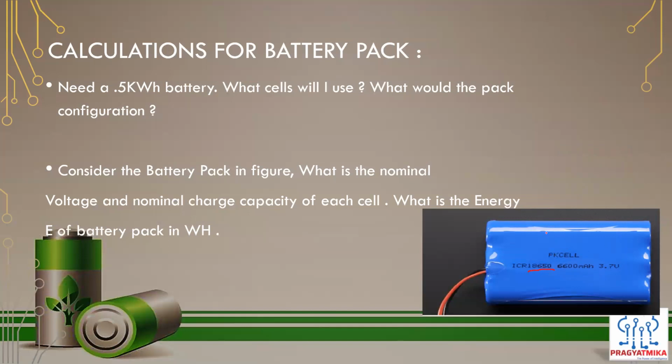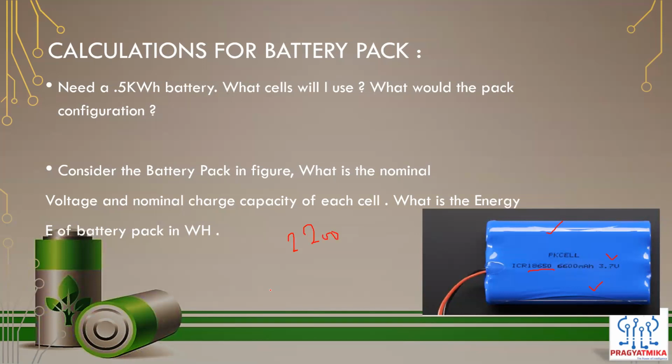Nominal voltage of this cell is how much? 3.7. There are 3 cells inside this pack. So 3.7 would be the nominal voltage. And what would be the charge capacity of an individual cell? 6600 divided by 3, so 2200 mAh. Yes, 2200 mAh, since they are connected in parallel.